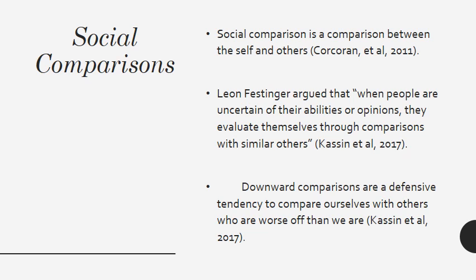Leon Festinger argued that when people are uncertain of their abilities or opinions, they evaluate themselves through comparisons with similar others. This means that people look to others that they feel are similar to them in some way, such as age or athletic ability, to see how they compare. For example, if someone wanted to claim that they were smart, they would see how much information they knew compared with other people that are at the same college level, rather than with someone who is still in high school.